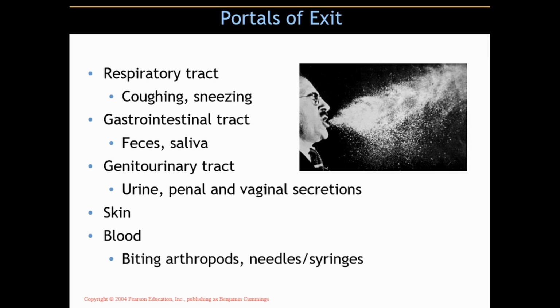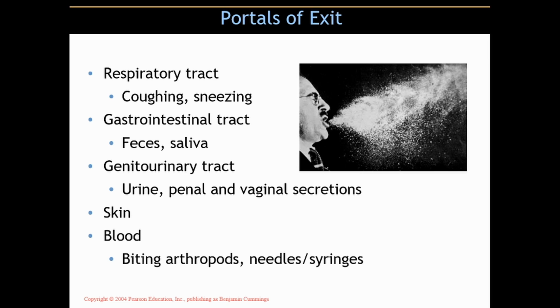Gastrointestinal tract through feces, or spitting them out in saliva, being released by saliva. Say, for example, in rabies, when the rabies virus gets into the salivary glands, it gets released into the environment through the excessive salivation that's caused by having a rabies infection. Genitourinary tract through urine, penile, and vaginal secretions, so they can get liberated into the environment and passed on to others that way. Through the skin and through the blood.